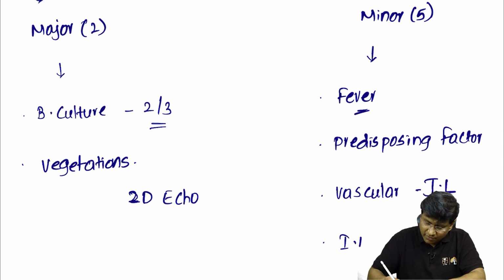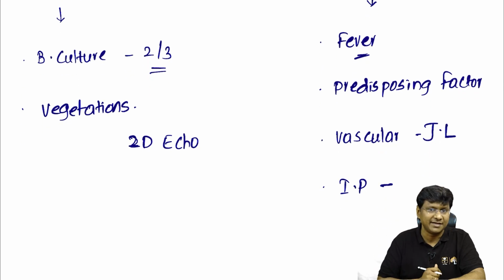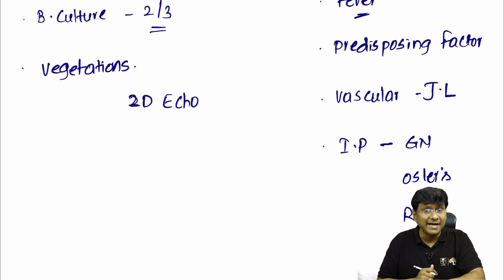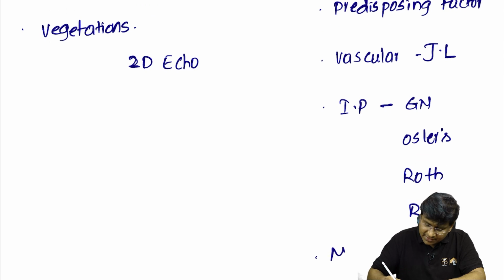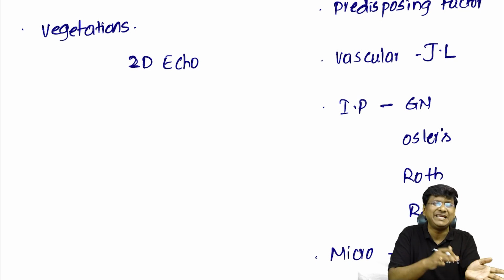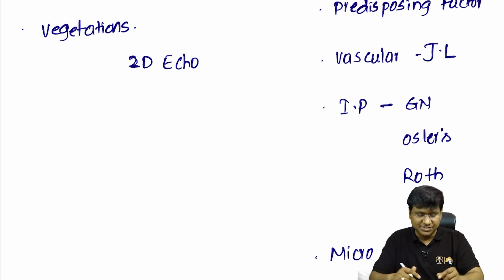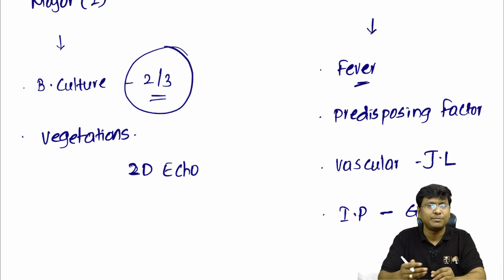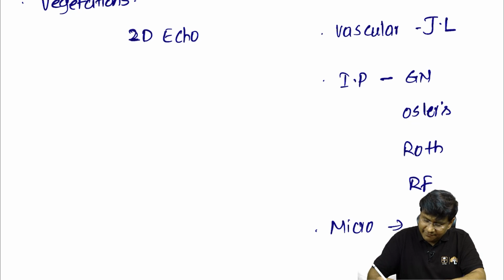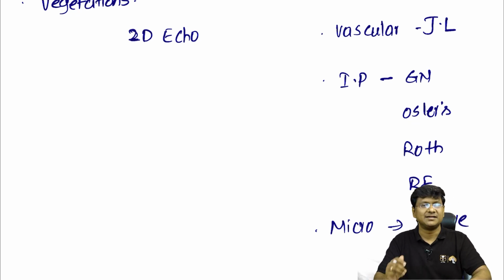Then you need to be aware of the immunological phenomena in the minor criteria. The immunological phenomena are glomerulonephritis, then the presence of Osler's nodes, then Roth spots, and even the presence of rheumatoid factor. That is your minor criteria. And the last one is the microbiological evidence, the one which does not meet the major criteria. Usually in the major criteria, you require a minimum of 2 cultures to be positive out of 3. But here, even if 1 is positive, we consider that under the minor criteria.